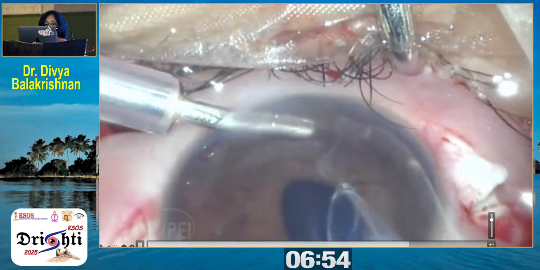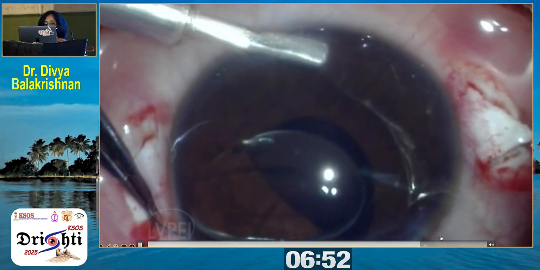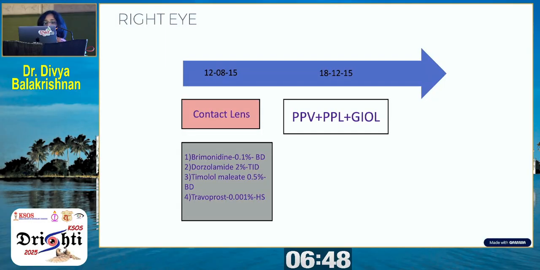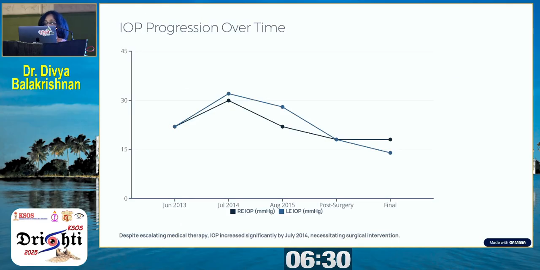This was the initial glued IOL technique which I used to do in these 4 kids. After this, the right eye, because again it was on maximum medication and the cup disc ratio was increasing, the left eye had initial trab and then when it was not controlled, it was sent for vitrectomy. For the right eye they sent the child to us in the beginning itself for vitrectomy and glued IOL. So I did a pars plana lensectomy, vitrectomy and glued IOL.